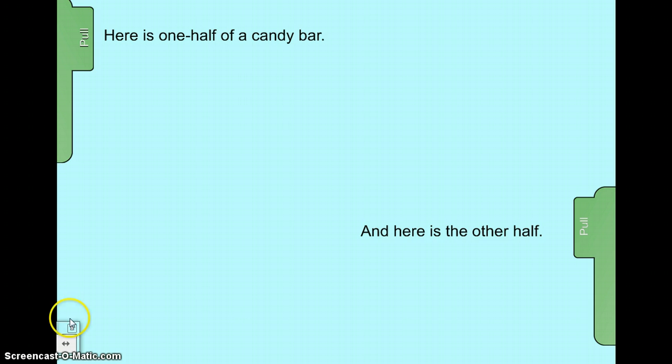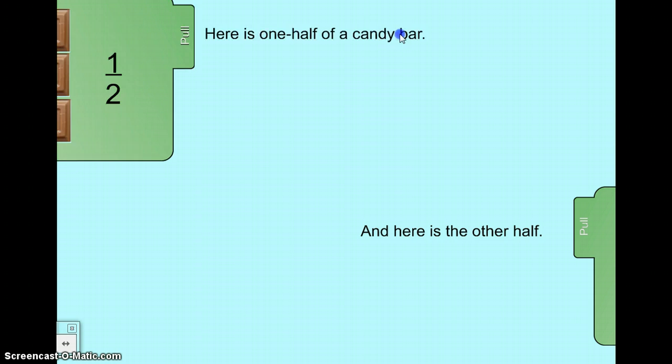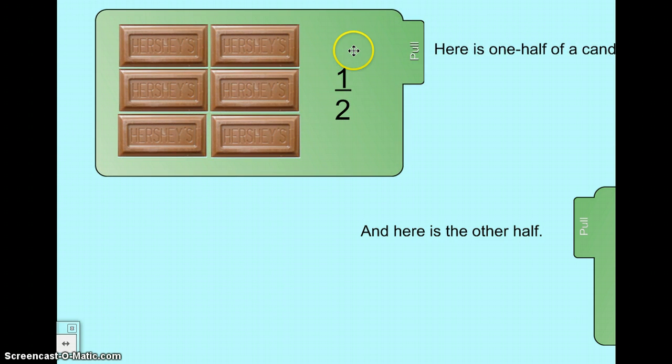Let's look at the parts of the candy bar. Here's 1/2 of a candy bar. 1/2 equals 1, 2, 3, 4, 5, 6 pieces. Pretty simple. When you break the candy bar in half, you have 6 pieces, or 1/2 of it. Everyone got that? Simple.